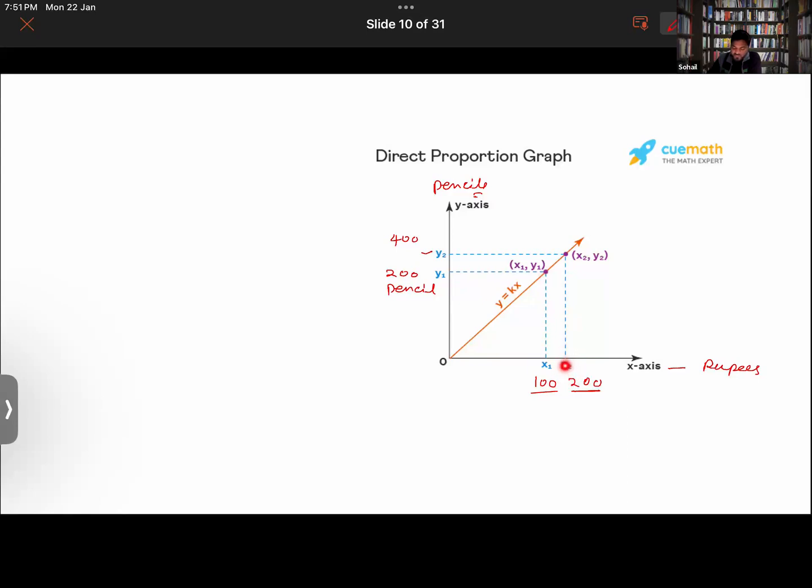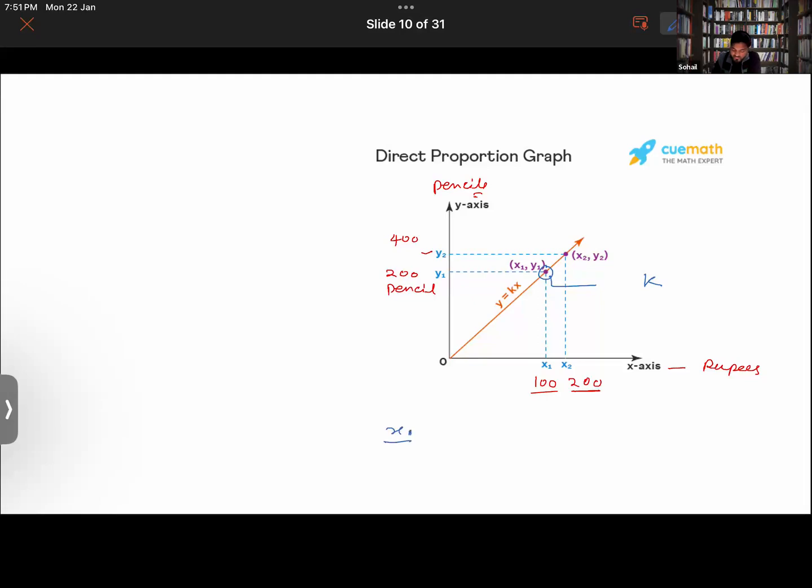So when you meet x2 and y2 also, both the points, when you draw a line between these 2 points, that will further meet in the origin O. So when you plot a graph for direct proportion, you get a straight line. Further, will this straight line not be giving a constant value k? Let's understand how.